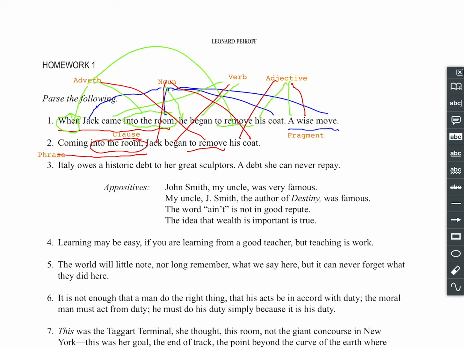Does "coming into the room" tell us about Jack? Conceptually it does, because Jack is coming into the room. But I'm not sure that it does grammatically. Coming into the room is an action, so I feel like it's going to be more related to the verb. Yes, it says when he began. Maybe.